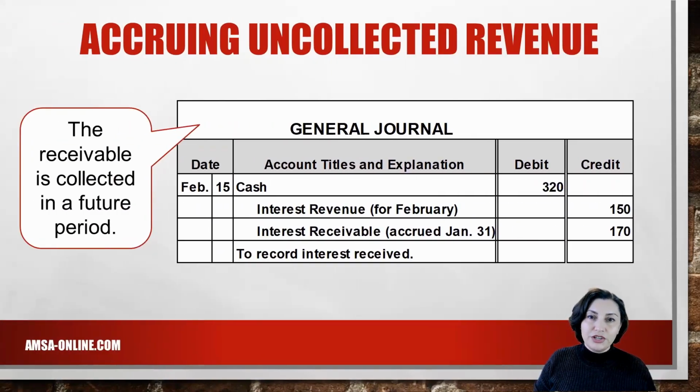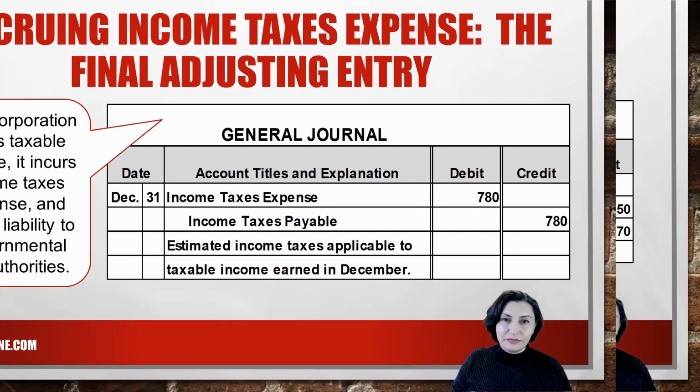To record an adjusting entry, debit the cash for $320, as this is how much you received from the bank. Next, credit the interest revenue account for $150, the amount earned during the month of February. Finally, eliminate the interest receivable account for $170. You decrease the interest receivable account because the cash has now been received.